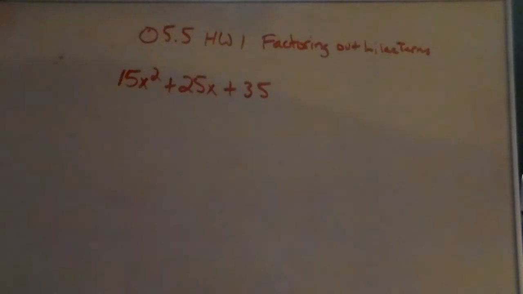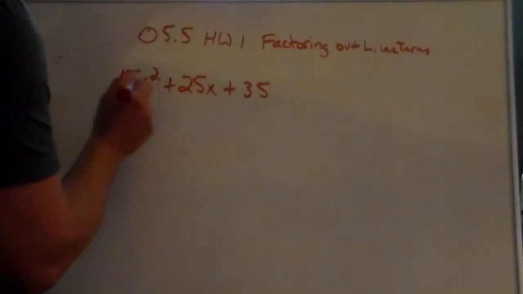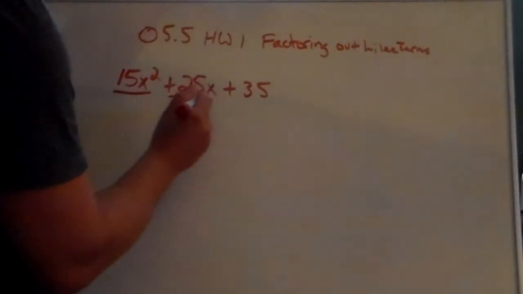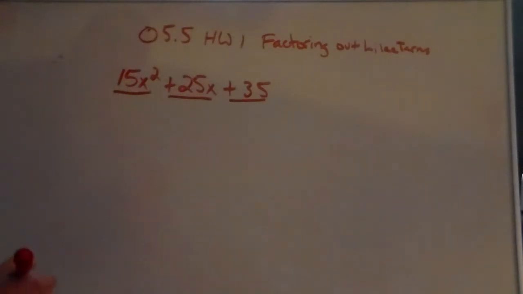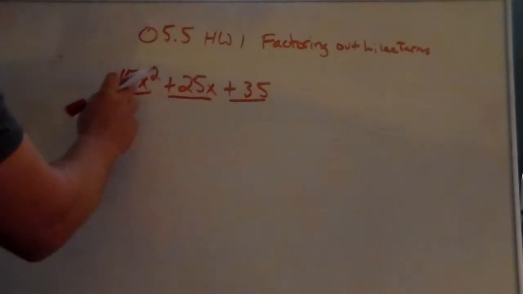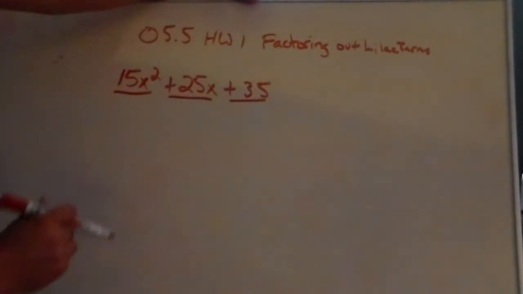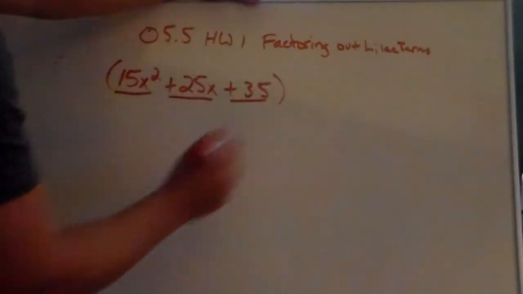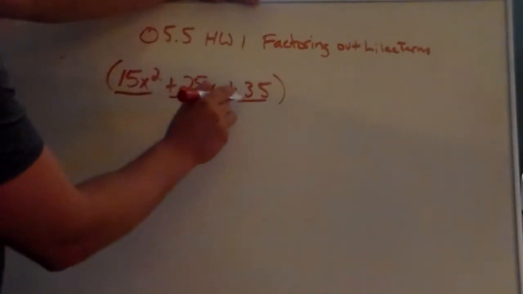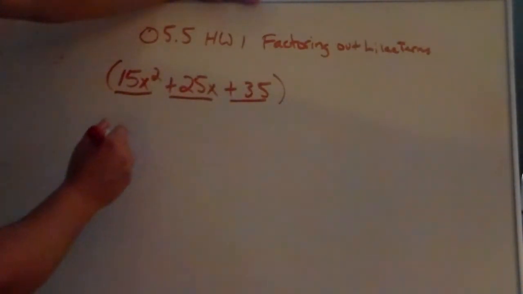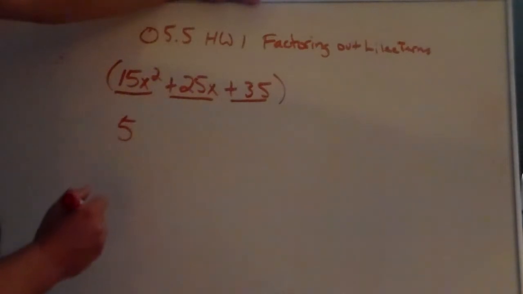Alrighty, problem number 5 is a little bit different here. Notice here that we have 3 terms now instead of just 2. Our 3 terms are positive 15x squared, positive 25x, and positive 35. These are the 3 terms. Now, when we factor, we have to consider all 3 terms here. And we're factoring out from that entire thing. So what number was the greatest common factor of 15, 25, and 35? Well, the greatest common factor of all 3 of those numbers is 5.